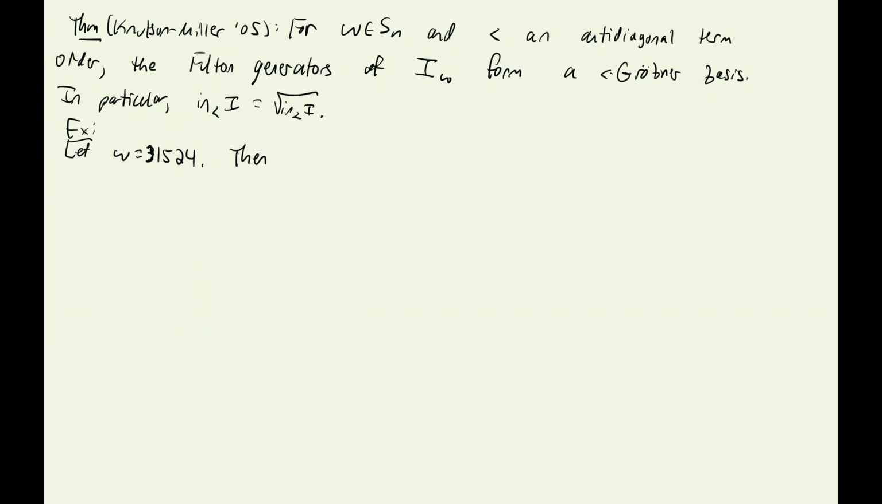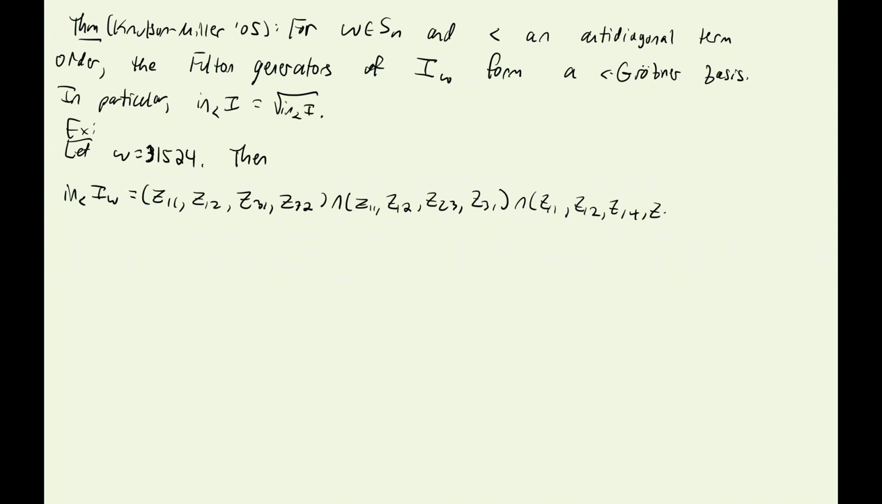Then the prime components are Z11, Z12, Z31, Z32, intersect Z11, Z12, Z23, Z31, Z11, Z12, Z14, Z31, Z11, Z12, Z22, Z23, Z11, Z12, Z14, Z22.